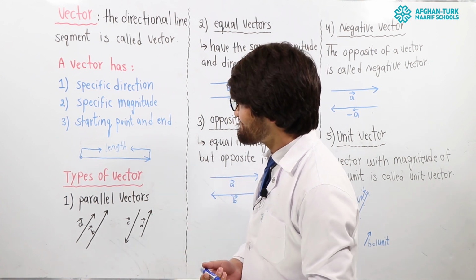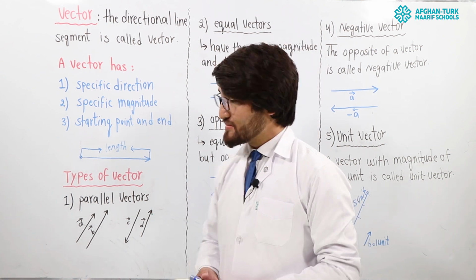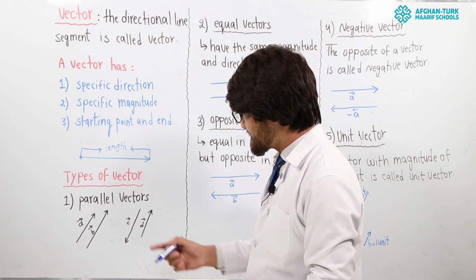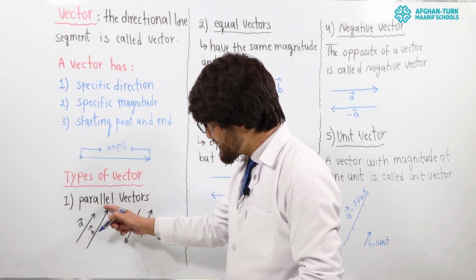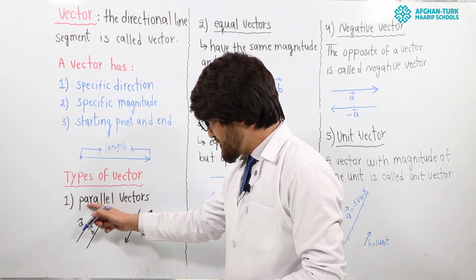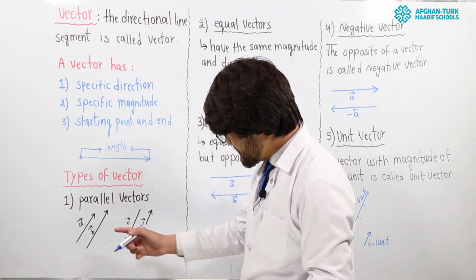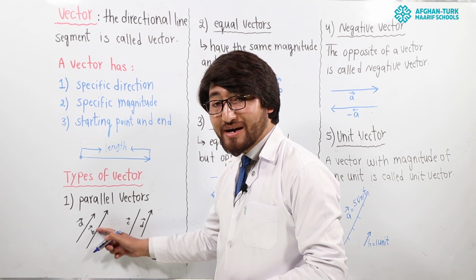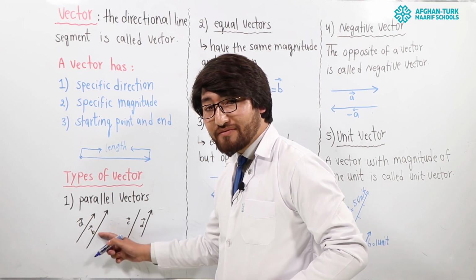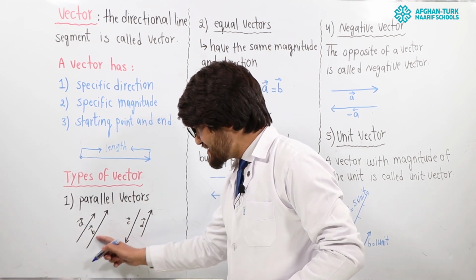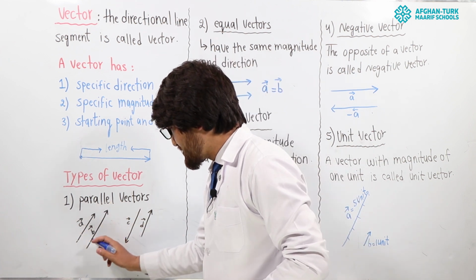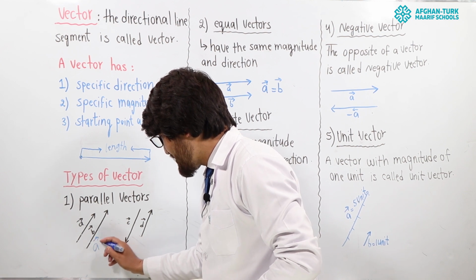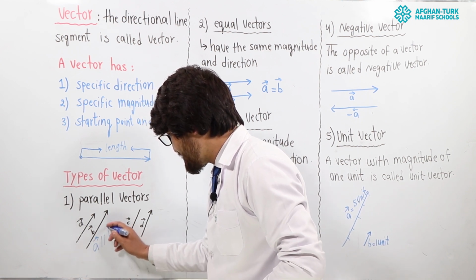Now come to types of vector. We have different types of vector. Number one is parallel vector. What is a parallel vector? You can see vector A and vector B. Vector A and vector B have the same direction, but the magnitude is different. We can say these vectors are parallel. We can say vector A is parallel to vector B.